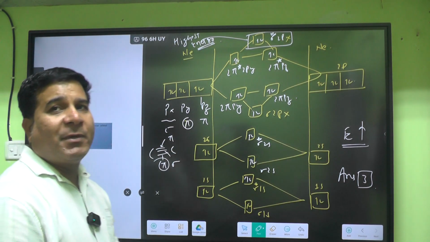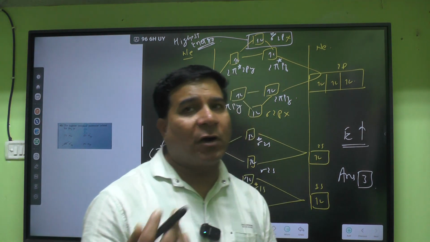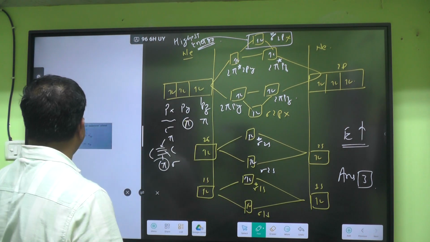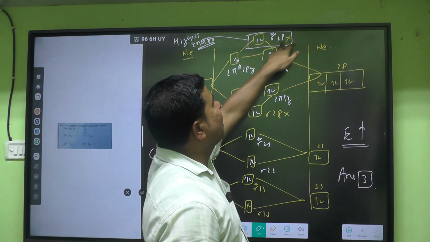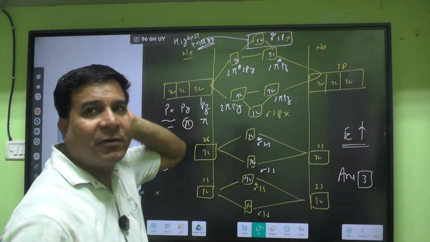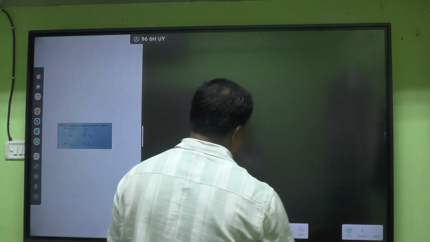So remember this point: what is the question asking about? The highest occupied molecular orbital. Which is occupied highest? Sigma star 2px orbital is the highest occupied molecular orbital. Remember this concept. Now the next question is here.